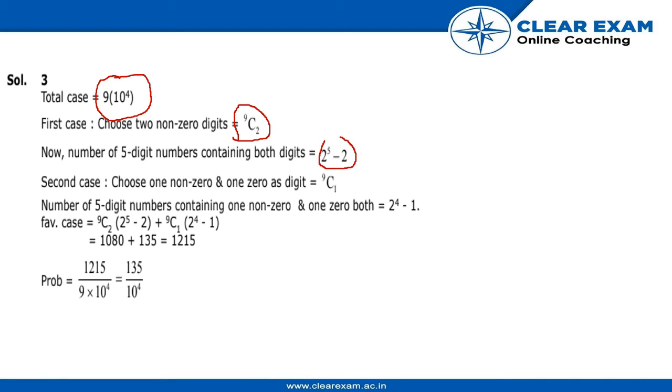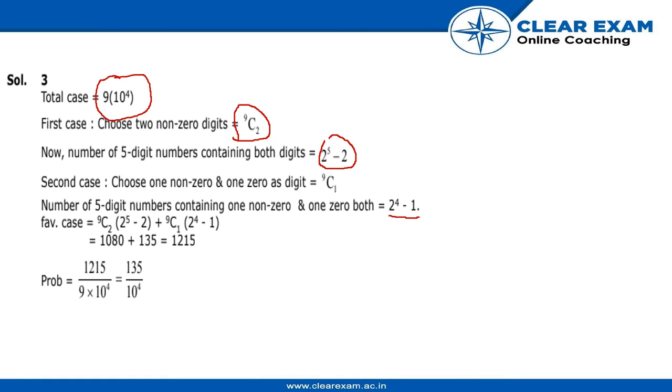Okay, now we move on to the second case where we choose one non-zero and one zero as digit. So its count would be 9C1. After that we would find the number of 5-digit numbers containing one non-zero and one zero both. That would be equal to 2 raised to the power 4 minus 1, as we have written here.